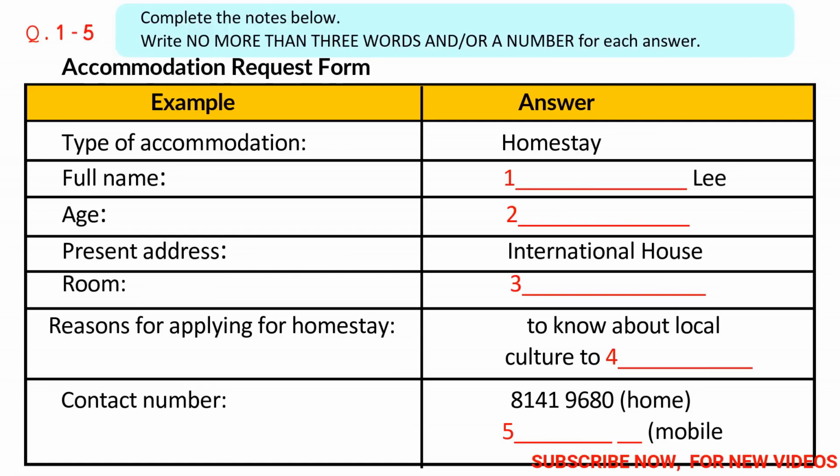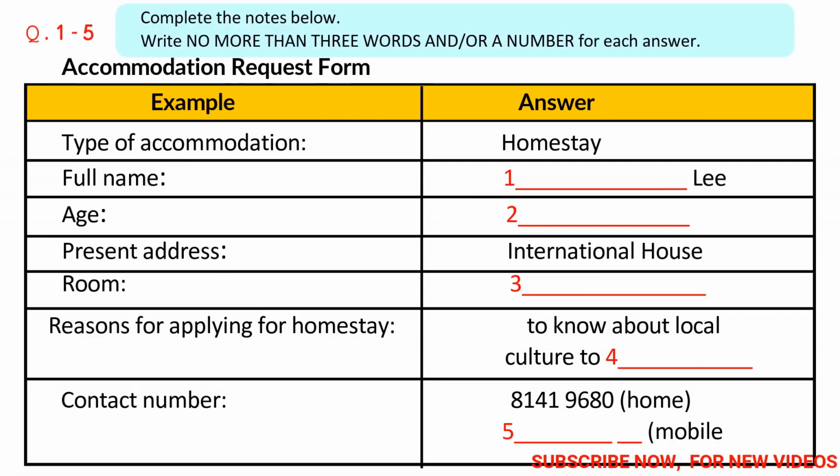Good morning. Good morning. I'd like to apply for a homestay. Right. Sit down, please. Well, I need to take down your details first. Okay. What's your full name? My name is Aaron Lee. Do you spell your first name A-A-R-O-N? Yes. Okay. And your age? I'm 18 years old. So you are a freshman in our university? Yes.